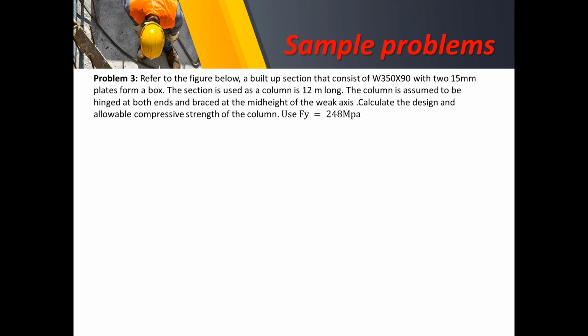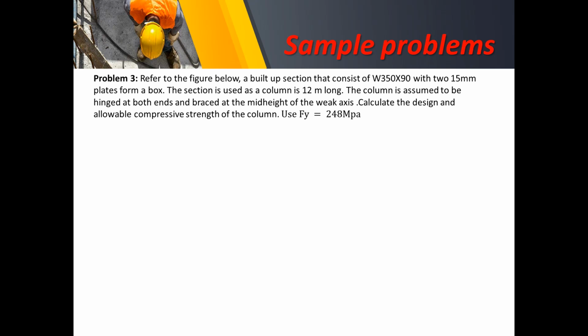Problem number 3. Referring to the figure below, a built-up section that consists of W350 by 90 with two 15mm plates forms a box. The section is used as a column that is 12 meters long. The column is assumed to be hinged at both ends and braced at the mid-height of the weak axis. Calculate the design and allowable compressive strength of the column using Fy of 248 megapascals.